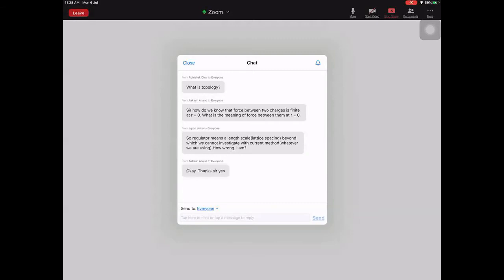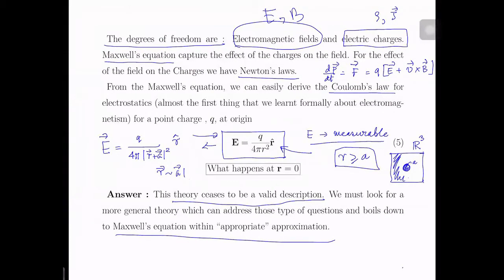Okay, good. So Arpon Sinha has a question: the regulator means a length scale, a lattice spacing, beyond which we cannot investigate with the current method, whatever we are using. Yes, that's absolutely correct. Without a regulator, field theories are meaningless. Without a UV regulator, any theory is meaningless to the best of our understanding of our current physical theories. Any more questions? Good. Shall we go back then?